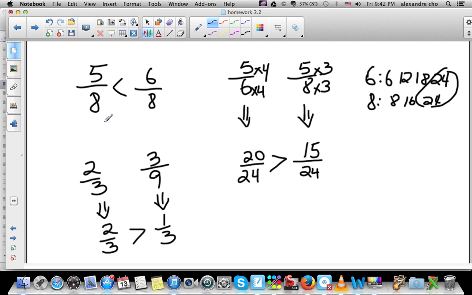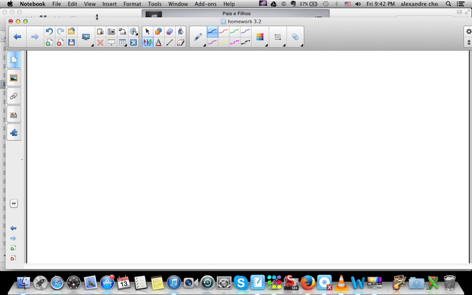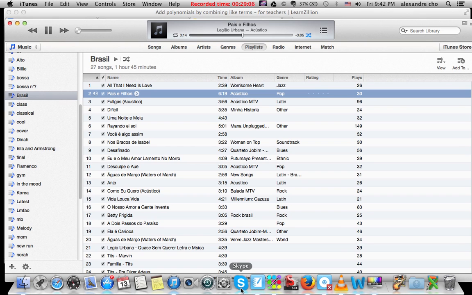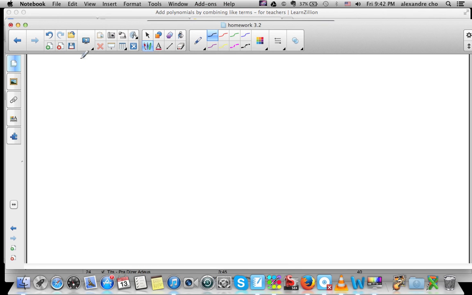Next one, 13 over 12. So you've got 13 over 12, and we're going to compare it to 6 over 5. By now, I'm hoping you can notice that these are improper, and you have to change them to mixed numbers. So 12 goes into 13 once, with 1 left over 12. 5 goes into 6 one time, and you get 1 over 5.